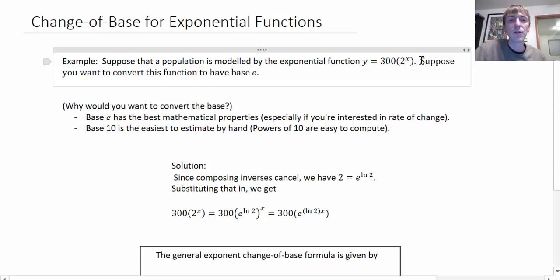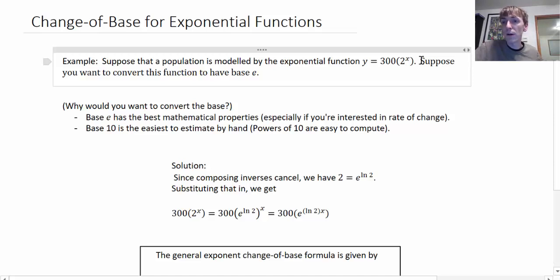All right. Before we actually get started, why would we want to do this? So why would we want to convert the base? Okay. Well, different bases have different properties, depending on what you're interested in. So base e is generally the most common base. We call base 10 the standard logarithm. That's kind of a misnomer. It's really base e that is more standard than base 10, unless you're an engineer. Base e has the best mathematical properties.